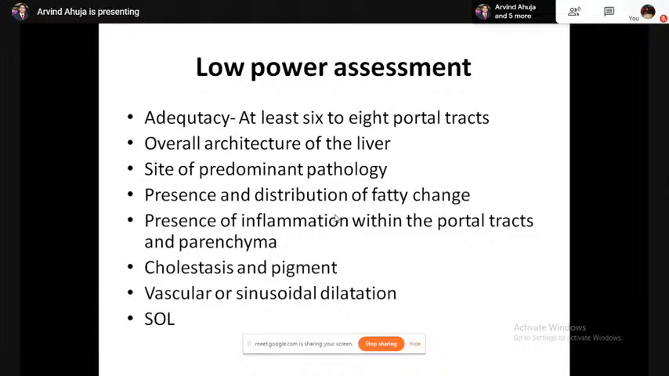The second important point is to look for cholestasis and deposition of pigments in the sinusoids or in the hepatocytes. We should also look for sinusoidal dilatation and vascular pathology, and whether there is a space-occupying lesion in the liver or not.